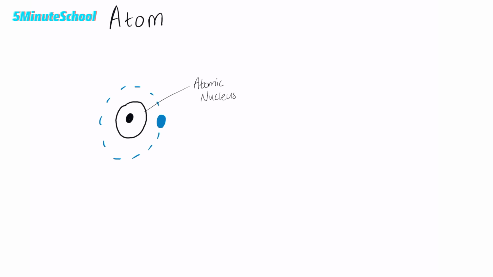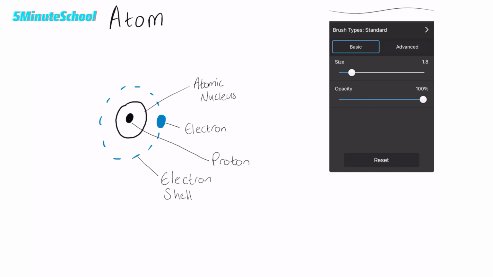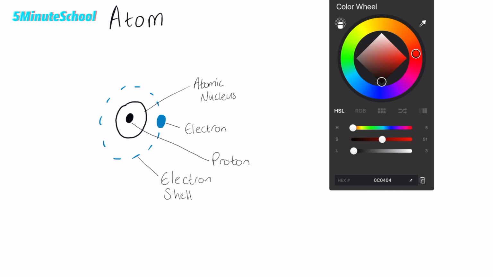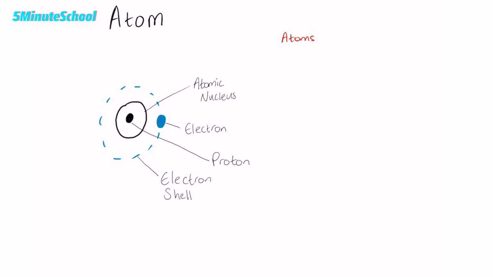There's an outer electron shell where we have electrons, which are negatively charged three-dimensional structures that orbit around the nucleus. They follow this electron shell. So those are the three components of an atom. We have protons and neutrons, which are both in the atomic nucleus, and we have electrons. The protons give a positive charge, neutrons have no electrical charge, and we know that electrons give a negative charge.